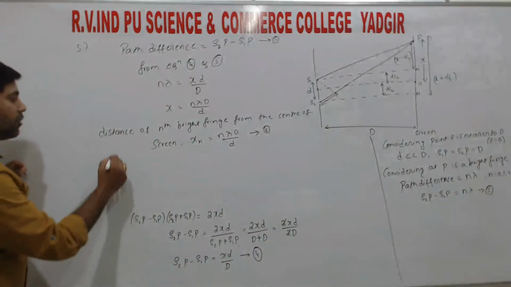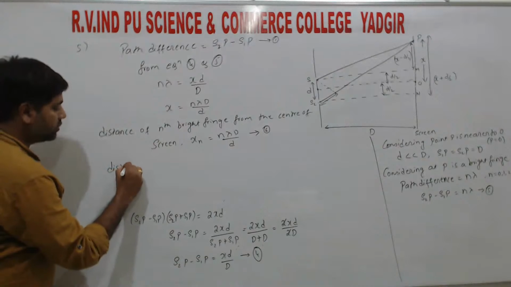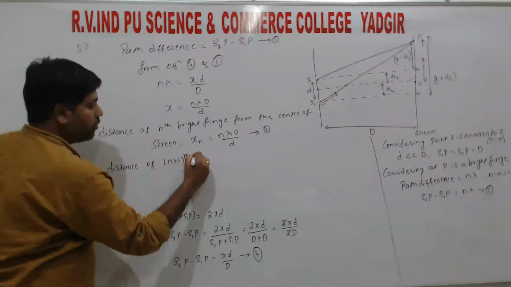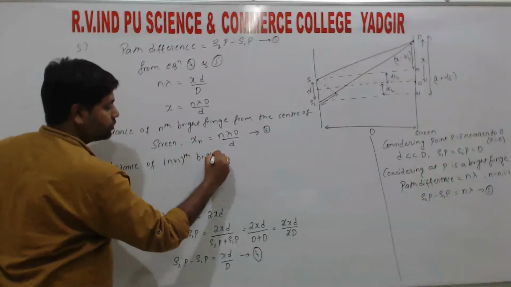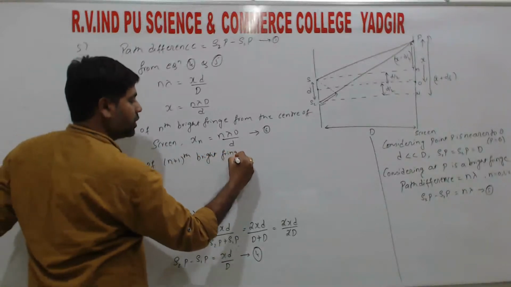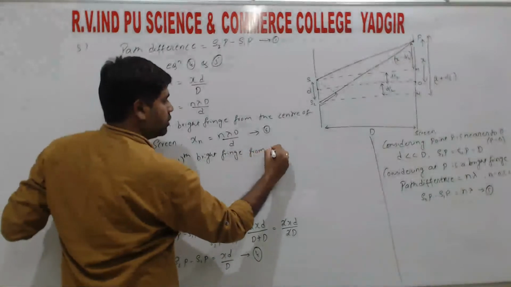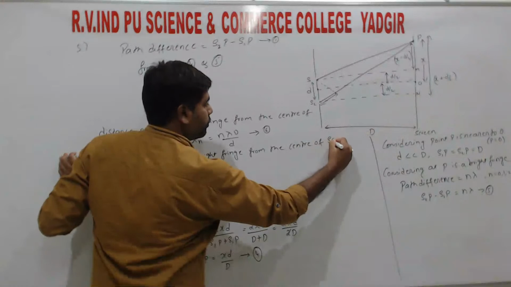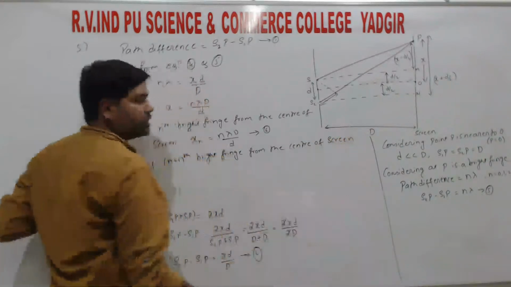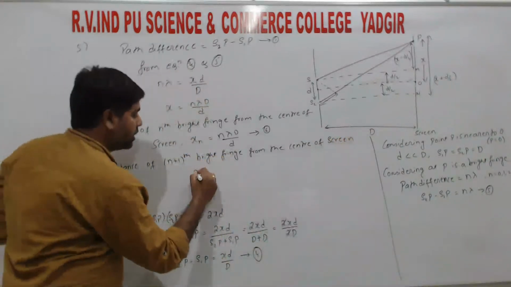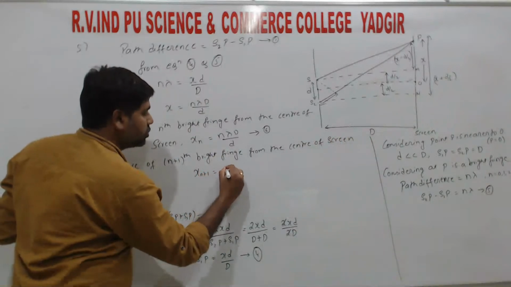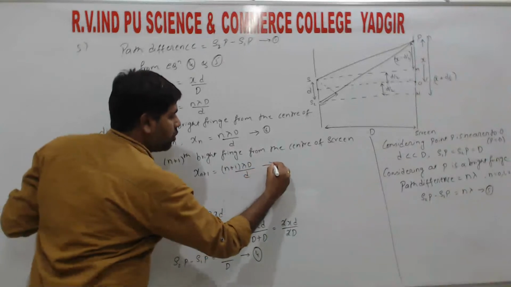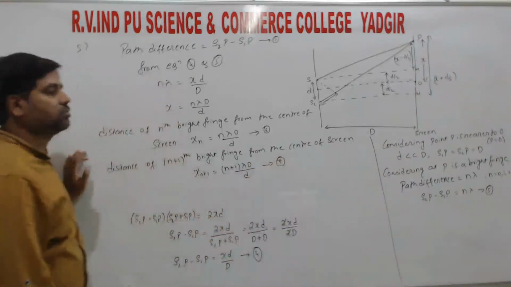Next, n plus 1, that is the distance of the n plus 1 bright fringe from the center of the screen. So in place of n we have to substitute n plus 1, right? So that is xn plus 1 is equal to n plus 1 into lambda D divided by d, calling this the seventh equation, right?